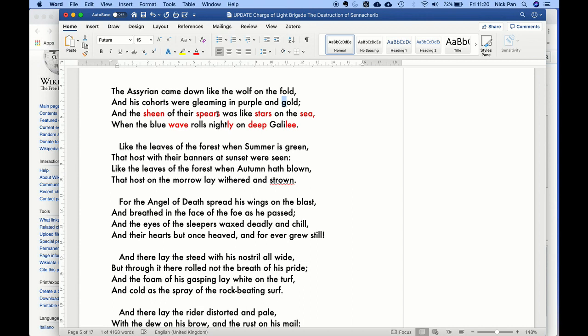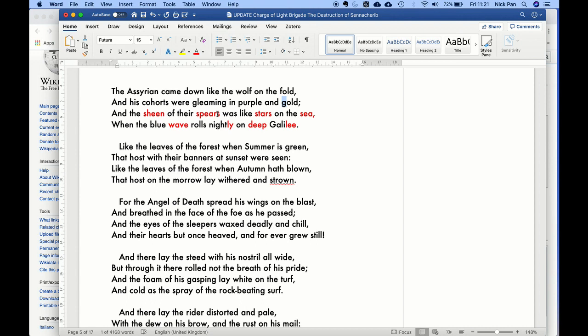"Like the leaves of the forest when summer is green, that host with their banners at sunset were seen. Like the leaves of the forest when autumn hath blown, that host on the morrow lay withered and strown." So like the leaves of the forest when the summer is green, with the chlorophyll in the leaves that gives it its very nice vivid green, "that host with their banners at sunset were seen." So, like the leaves of the forest when autumn hath blown, "that host on the morrow lay withered and strown."